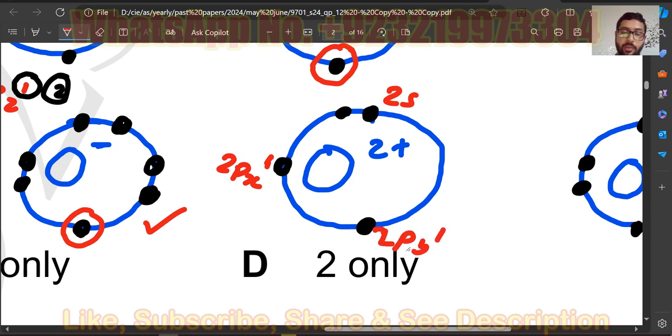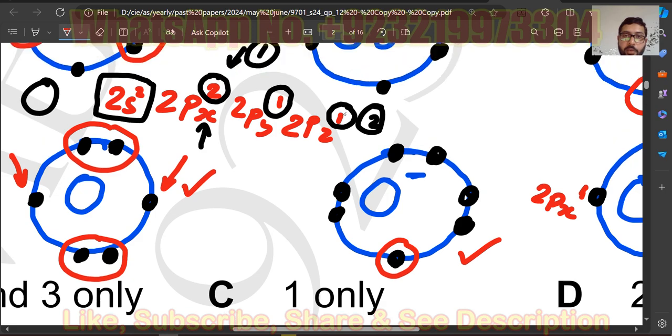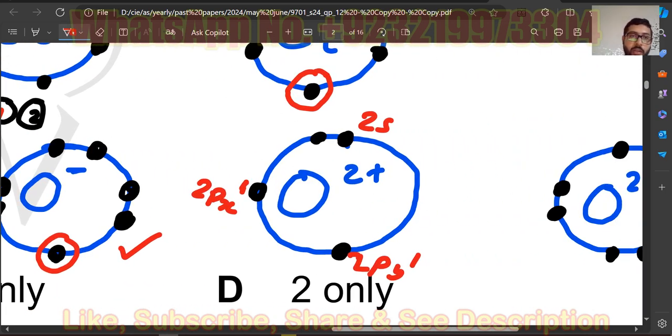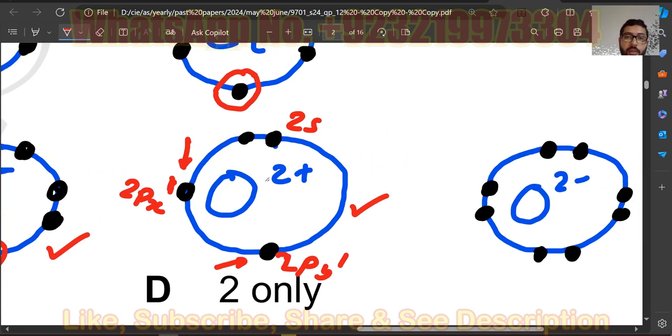That's one electron of the p orbital. There is no electron in the 2pz because it has been completely lost, and there is just one lone pair. Accordingly, we have two non-bonding electrons here, one over here and one over here, which means that's a free radical. Yes, that's a free radical.